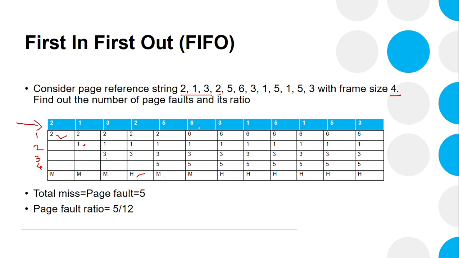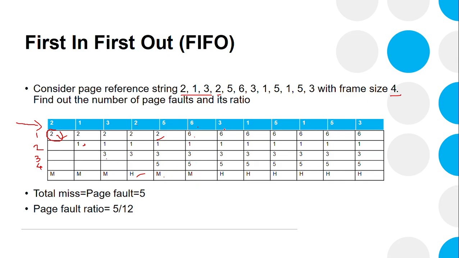Next number is 6. Now for 6 we don't have a space. So what we will be doing is FIFO. FIFO says first in, first out. So whichever number we have added first, we will replace that and add the new number. 2 we have added first. So 2 will be replaced by 6. You can see 2 is replaced by 6. As we have added 6, it is a miss.